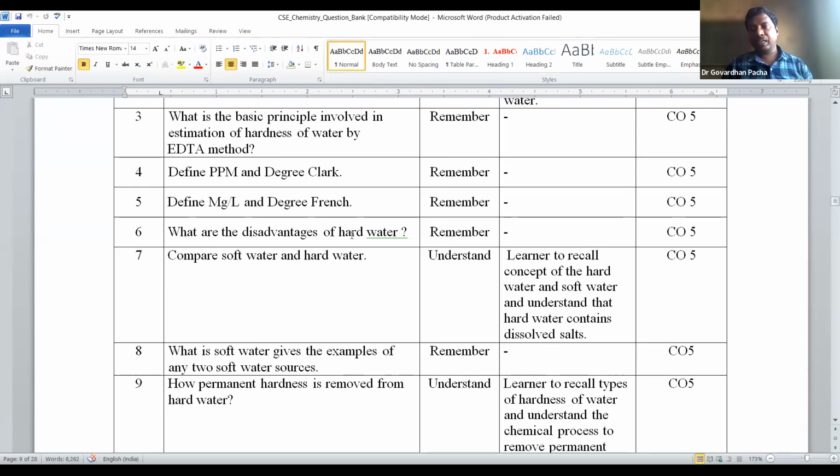So the metal indicator complex is a wine red color and the released indicator is a blue color. So the color changes from wine red to blue. Finally, you observe the metal EDTA complex. That metal EDTA complex gives the quantity of the total hardness present in the water. So that is called the complexometric method. Why is it called the complexometric method? The product is in the form of a complex.